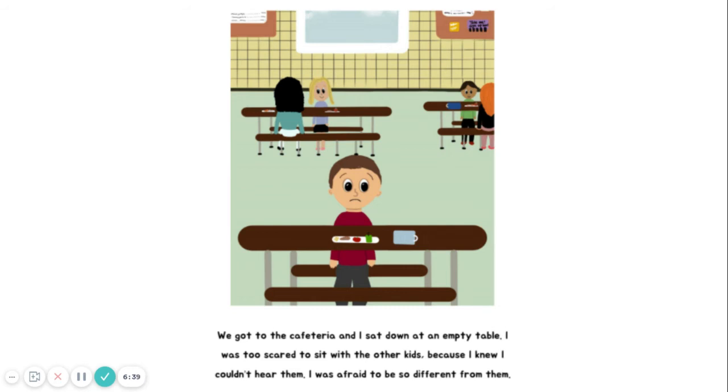So think of something that makes you different from other kids. It makes you kind of sad sometimes, right? That you can't relate to other kids and that you feel kind of left out, right? That's how Daniel's feeling right now. You can tell he's pretty sad.